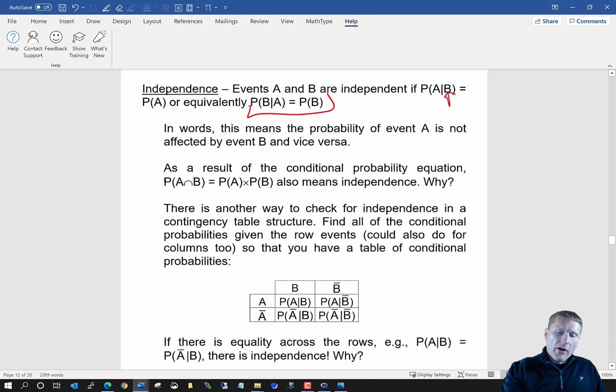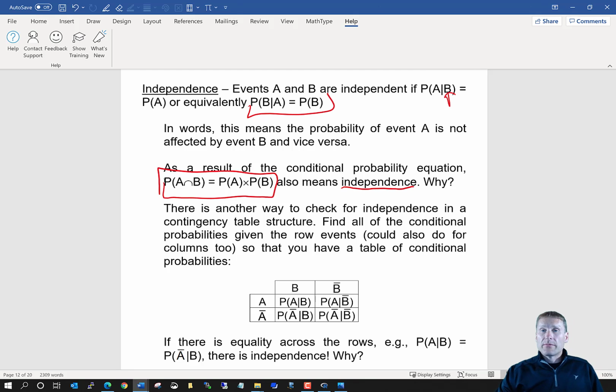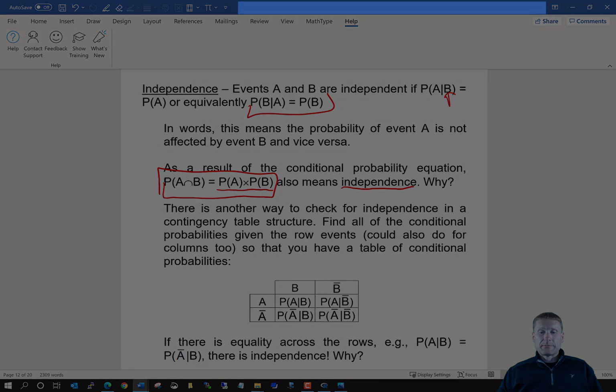Now, this also leads to a nice way to express the probability of A intersect B, provided that independence is true. We can now write it out as the probability of A times the probability of B, a lot more simply. Make sure that you can mathematically show that that is true. And if you can't, you need to ask me a question.